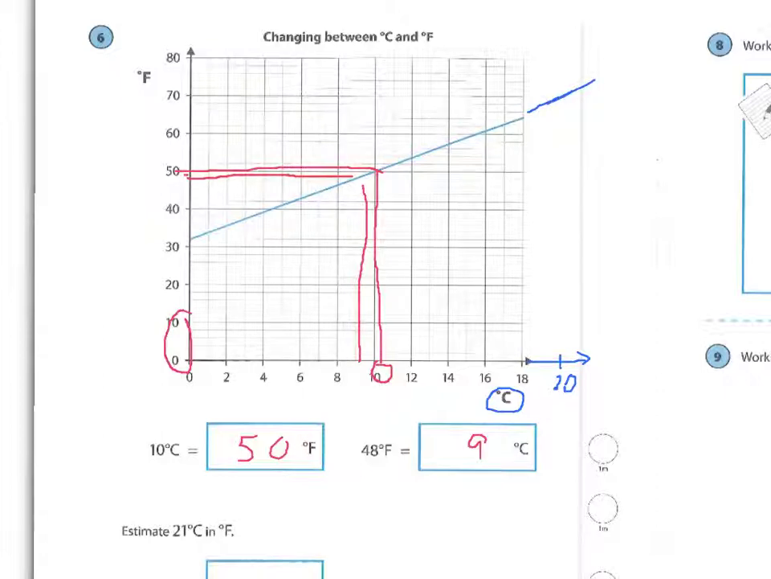Now it says, what would this be in degrees F? Well, I think if we sort of take a little look across, I think we're talking in a region of about 70 to 75 degrees. So I would opt for something in that region.